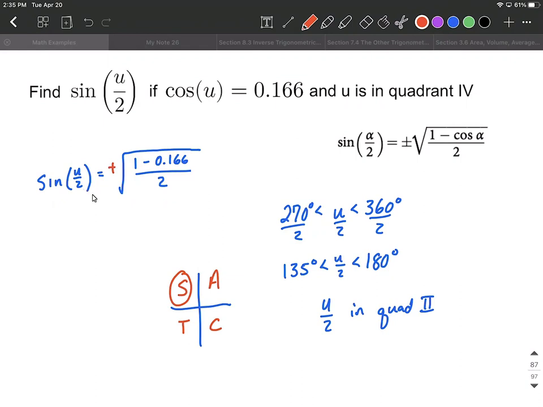Now, we could go ahead and do a little bit of reducing down and get an answer for this. We can do 1 minus 0.166, which is going to be 0.834, divided by 2. If we divide that by 2, a nice exact answer is 0.417 underneath here. And then we could take the square root of this if we wanted to. That'll give us approximately 0.645755.